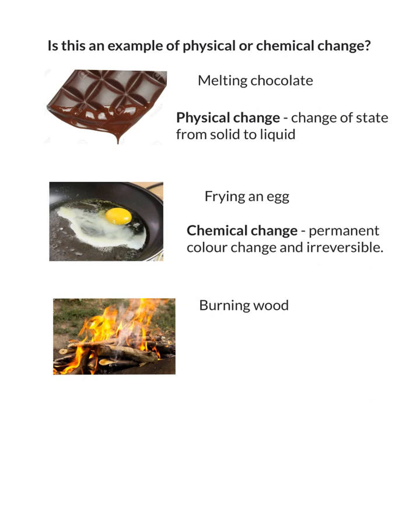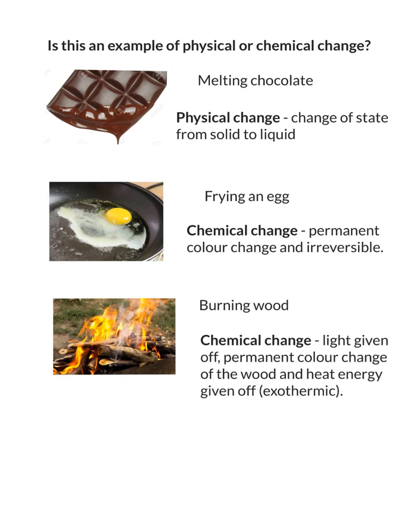The third example is if you set a piece of wood on fire, i.e. burning wood. Is that a chemical change or a physical change? Hopefully you said chemical change. Why? Light's given off in the form of the flame. You have a permanent colour change of the wood. It goes from brown to black, and then when you cool it down, you see like the white or grey ash, and heat energy is given off. So this is an example of an exothermic reaction.